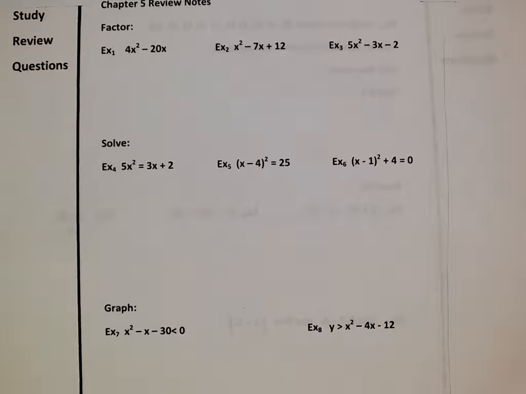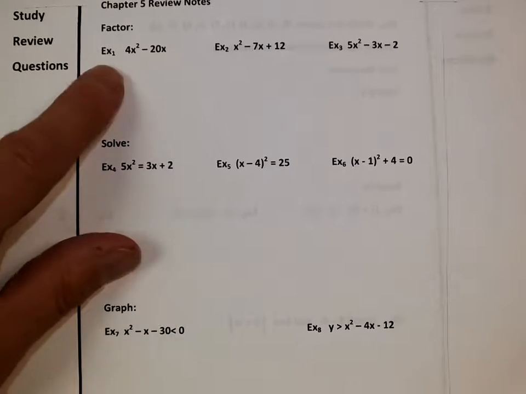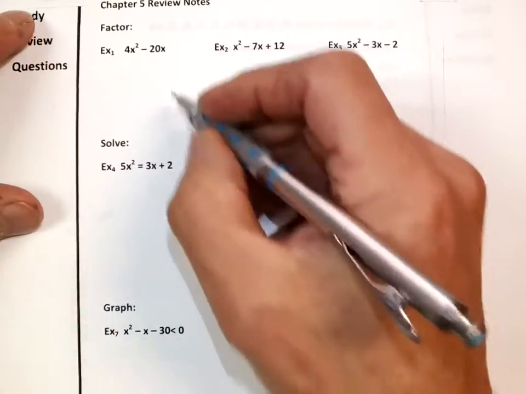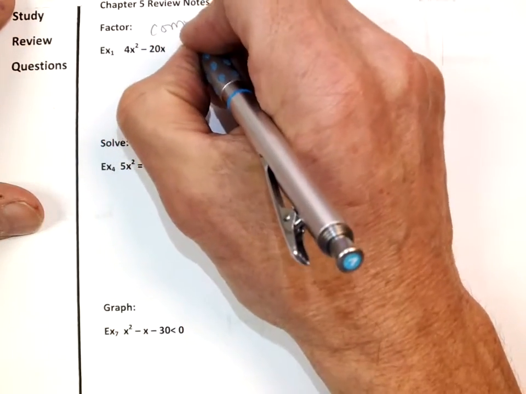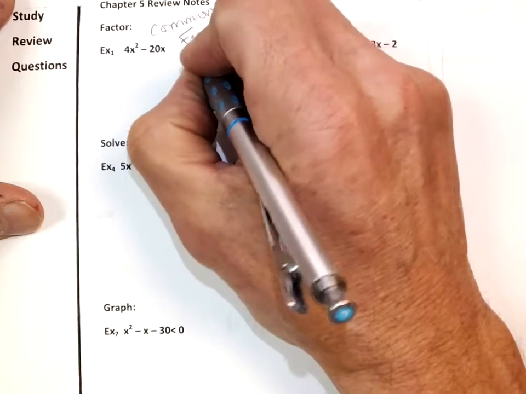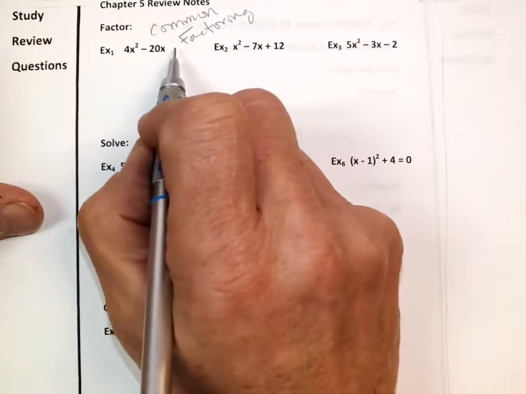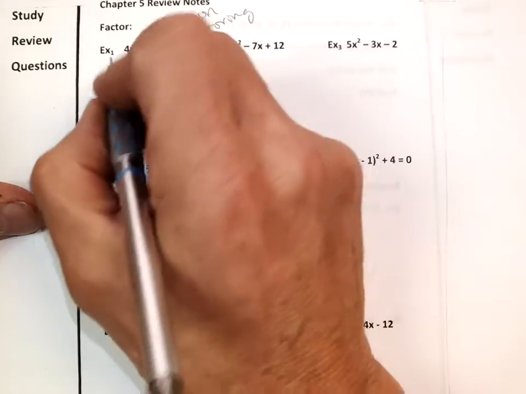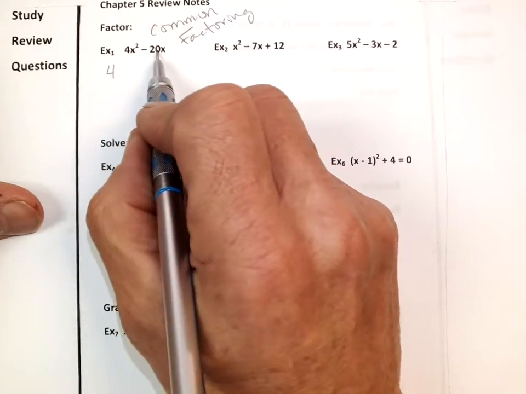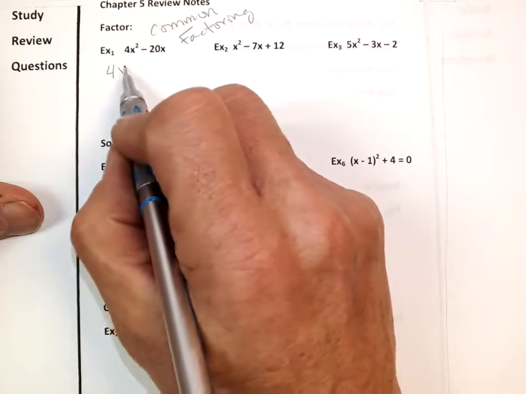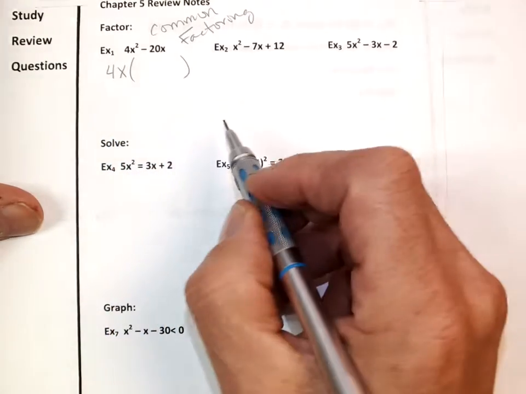So, question number 1. Oftentimes is missed. It's actually one of the easier ones, but you forget about common factoring. Common factoring, okay? So between the two terms, the common multiple is 4, because 4 divides into both 4 and 20, and they have a common x. So we just common factor out of 4x.